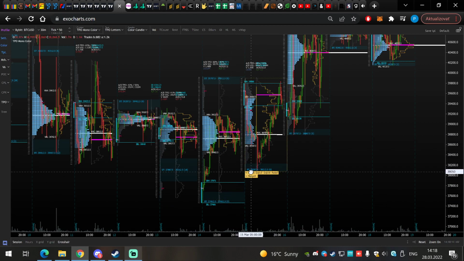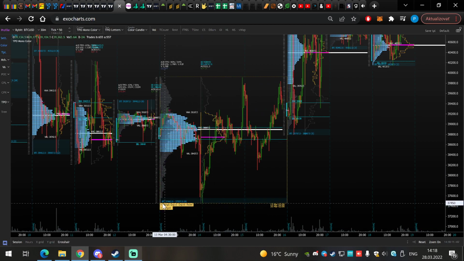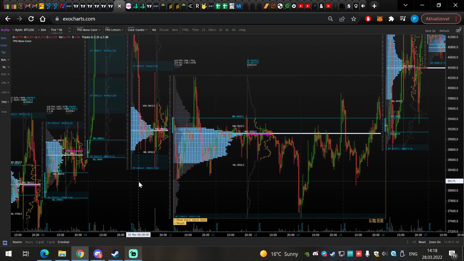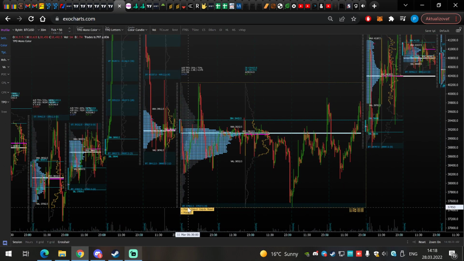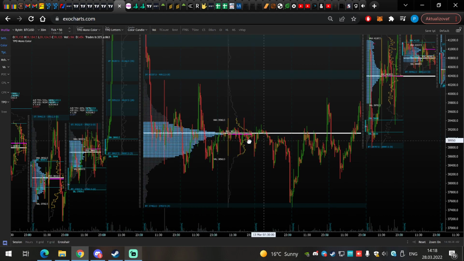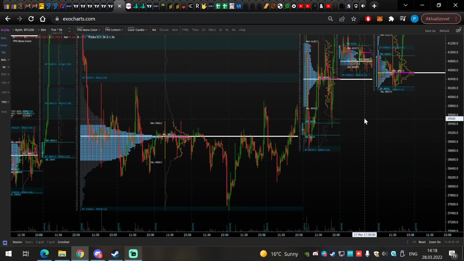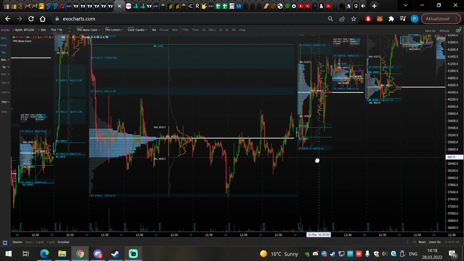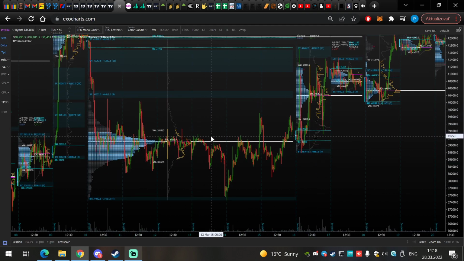Now we will be merging these sessions together, all these sessions together, because they are so nice. They need to be merged. They are all within their value areas. So we have a beautiful range from 10th of March to 15th of March. We were trading that range here.